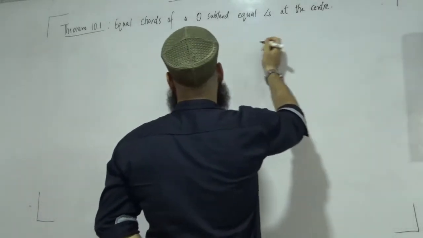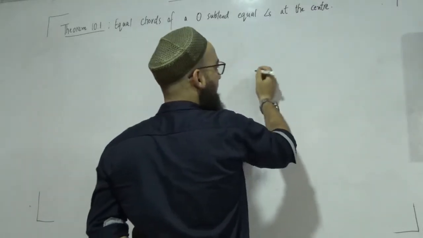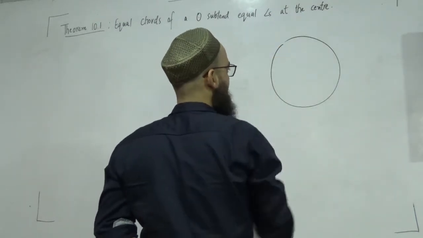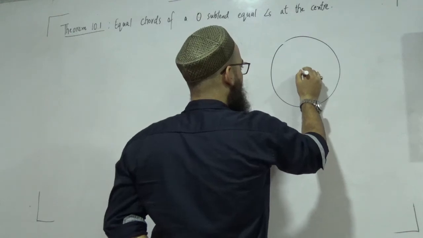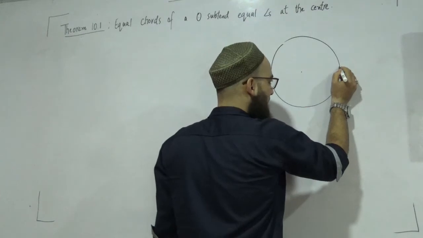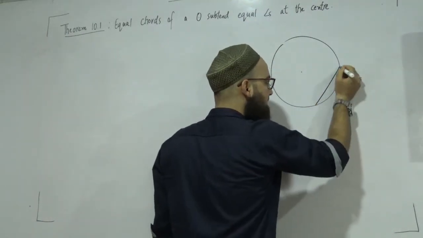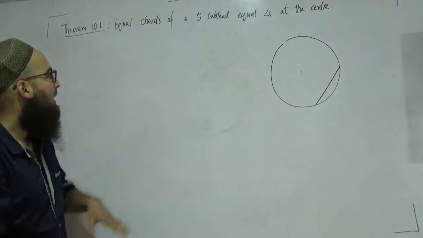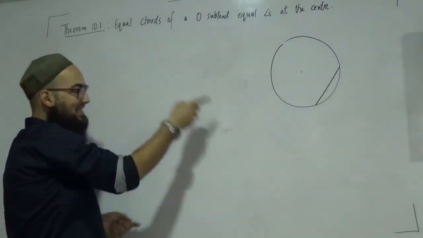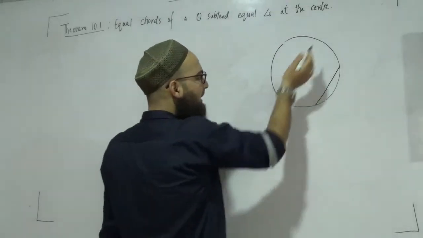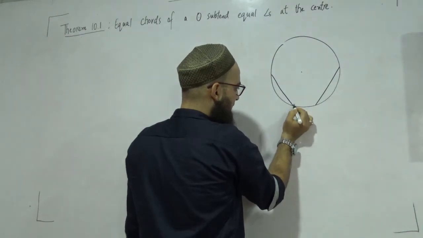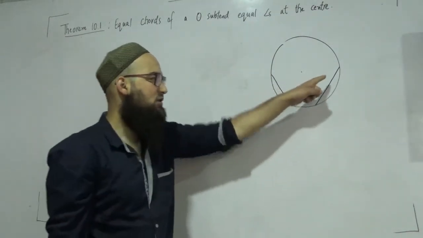See, that means if I have a circle and if I make a chord like this, let us say this is one chord, and if I draw one more chord which is equal to this chord anywhere, for example, I'll do like this. This chord is equal to this chord.